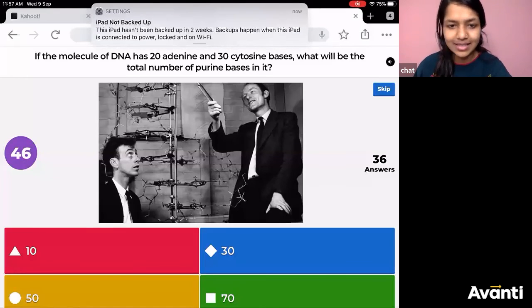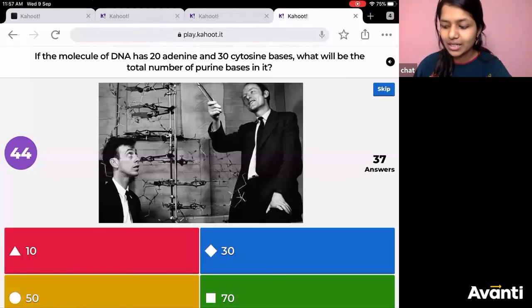20 adenine and 30 cytosine. Total number of purines means A plus G. So 20 adenine, then how much is G? How many G? G will be equal to number of C, right? Yeah, Tejas, Hari, they are right. I know it is done, Ashwarya. There's nothing wrong in revising.